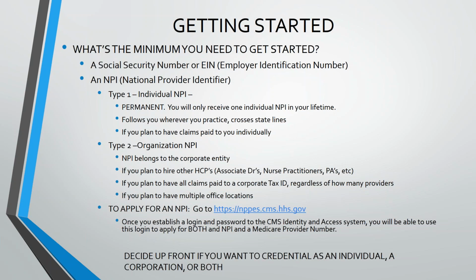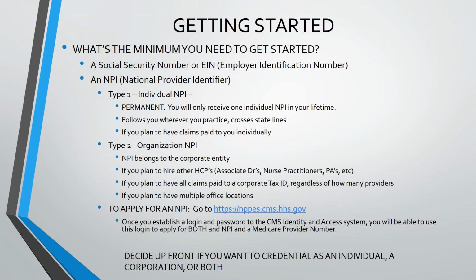Now, to apply for an NPI, it is a very simple process. Honestly, it takes about 15 minutes to apply, and it takes about 20 minutes to get an NPI, even though it'll say on the application that it could take several weeks to receive one. I've never seen one take more than 24 hours. It just doesn't happen. And so what you're going to have to do to apply for an NPI is go to the NPPES website from CMS.gov, which is Center for Medicare and Medicaid Services.